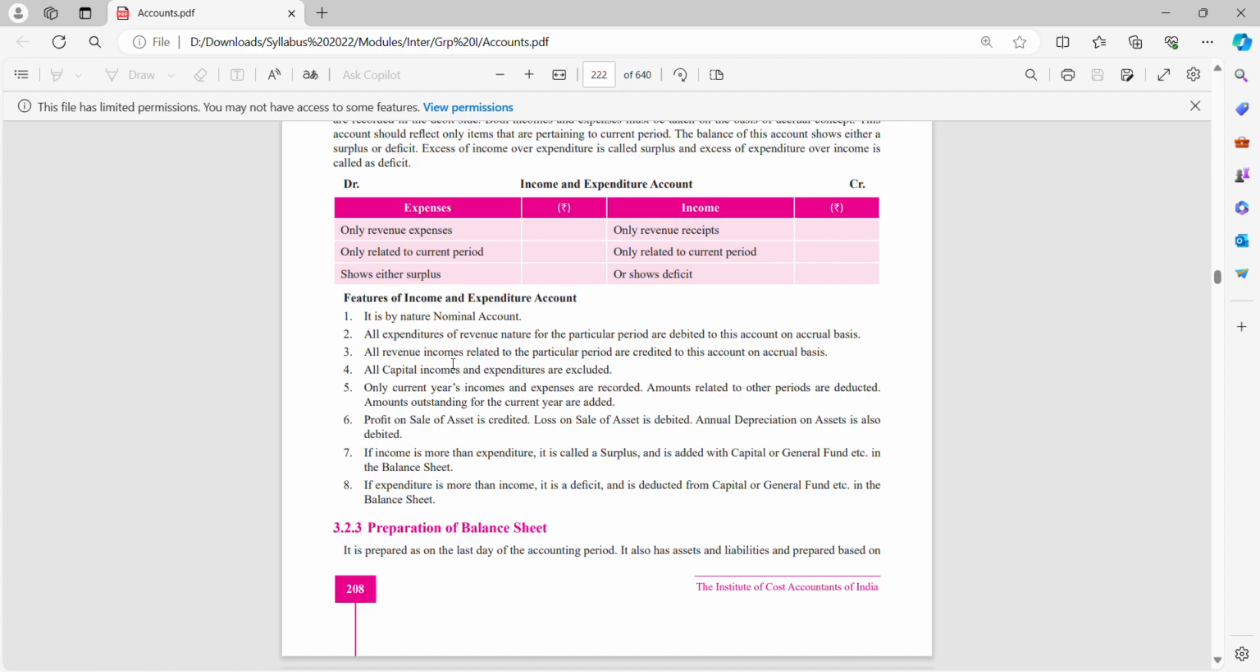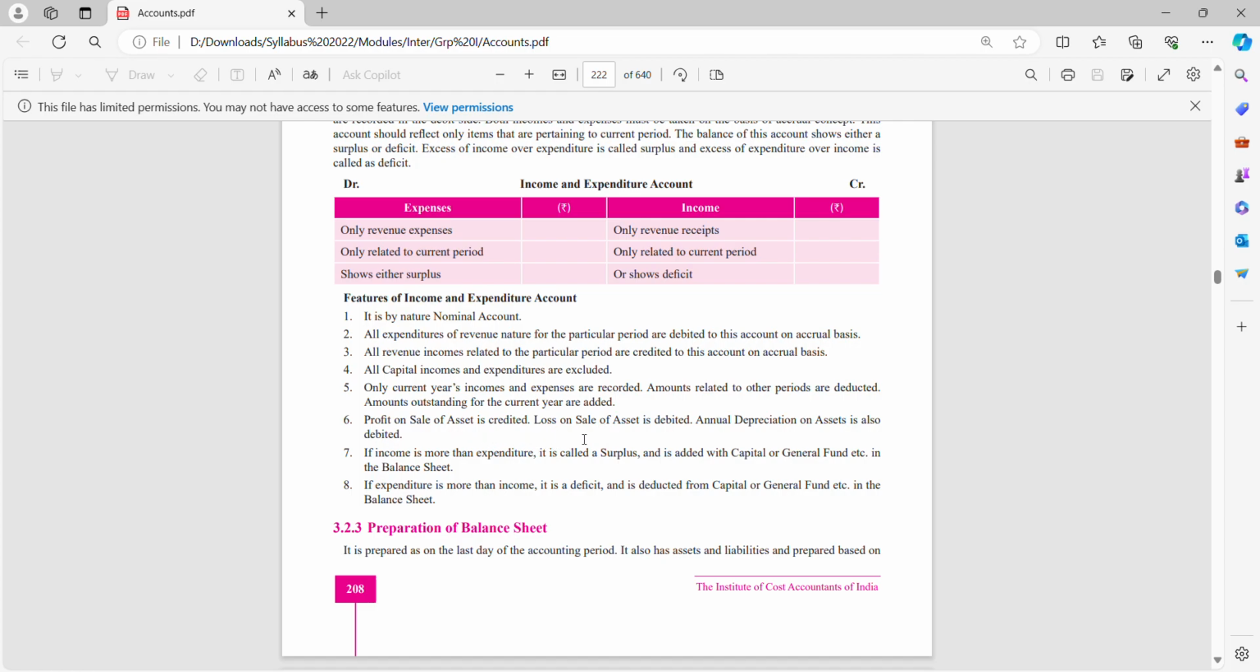So it is a nominal account, all expenditures and all incomes are taken into account. Expenditure on accrual basis, income on accrual basis, all capital income and expenditures are excluded. Only current year's income and expenses are recorded. Amounts related to other periods are deducted. Amounts outstanding for current year are added. So other period we are not taking into account. If it is outstanding, please add that. If it is related to another period, say a future period, you have to deduct that.